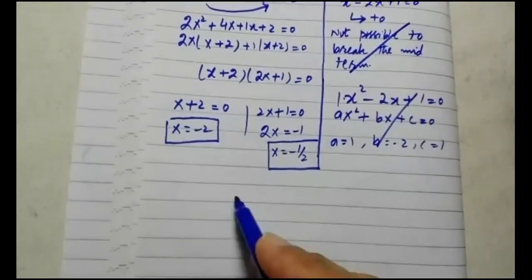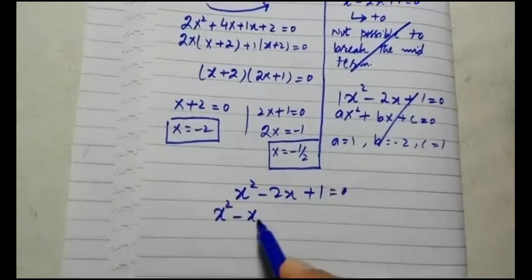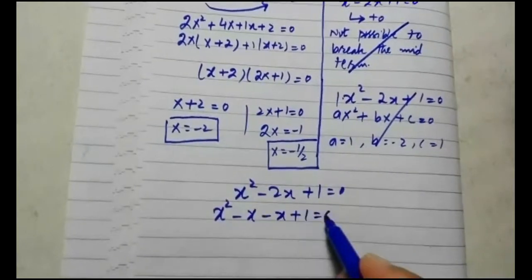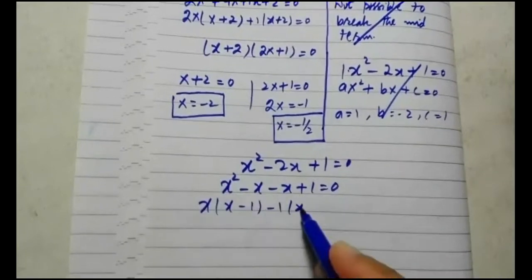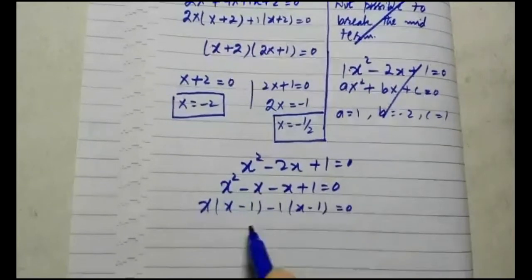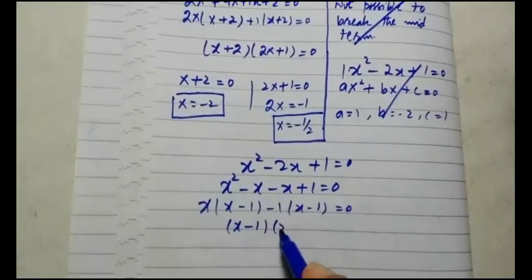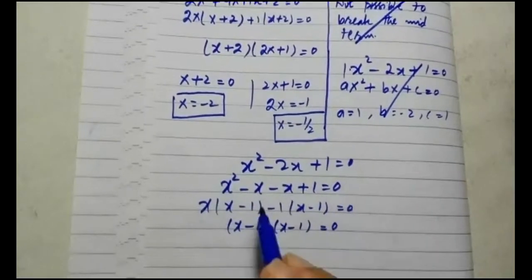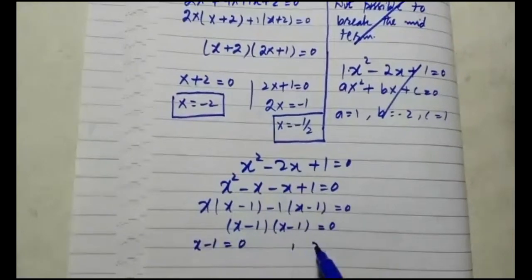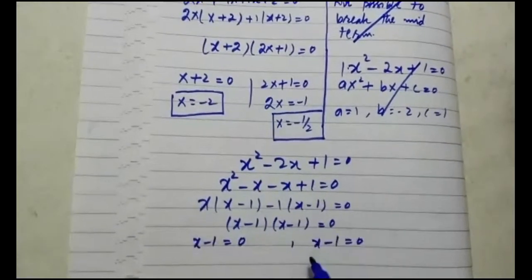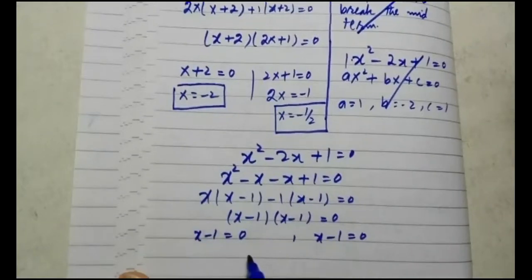2x plus 1 equals to 0. So x square minus x plus 1 equals to 0. So x will be taken out common. X minus 1 minus 1 will be taken as common. So x minus 1 equals to 0. So you will get two answers, that x equals to 1 and x equals to 1.